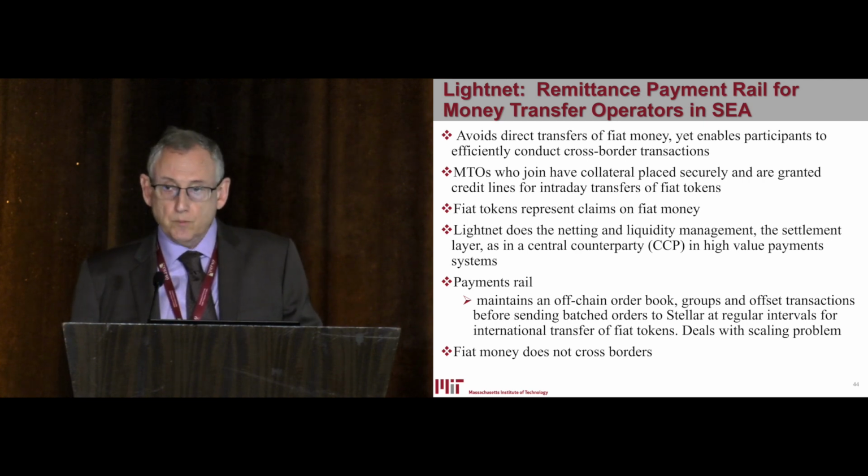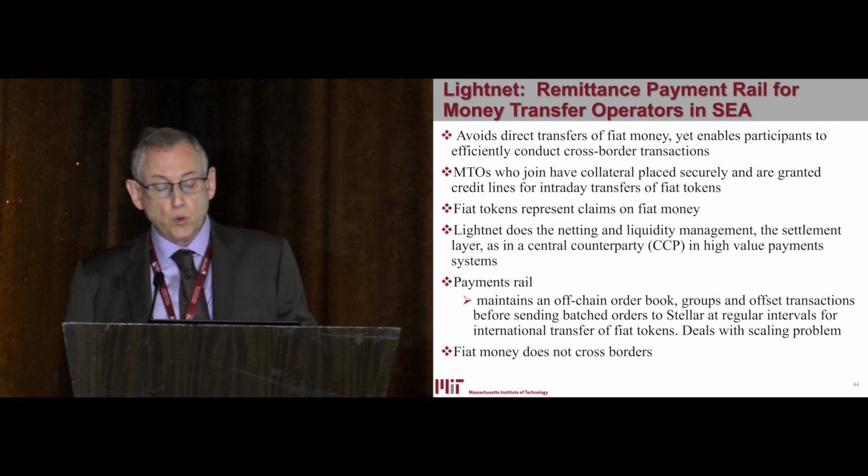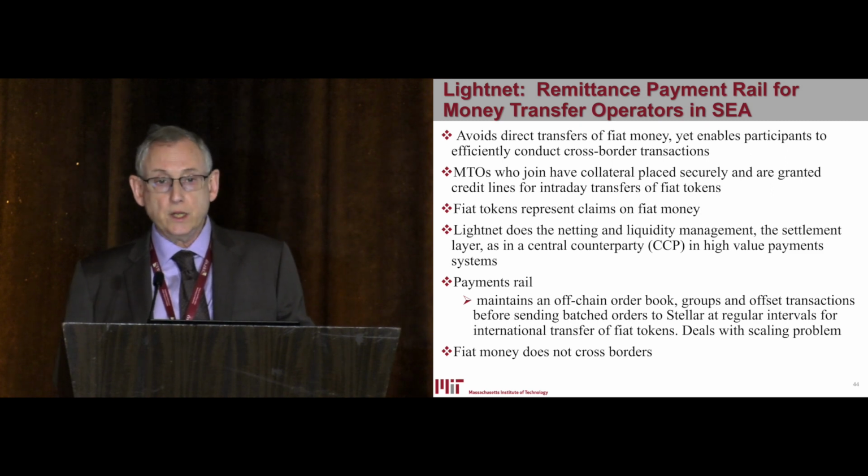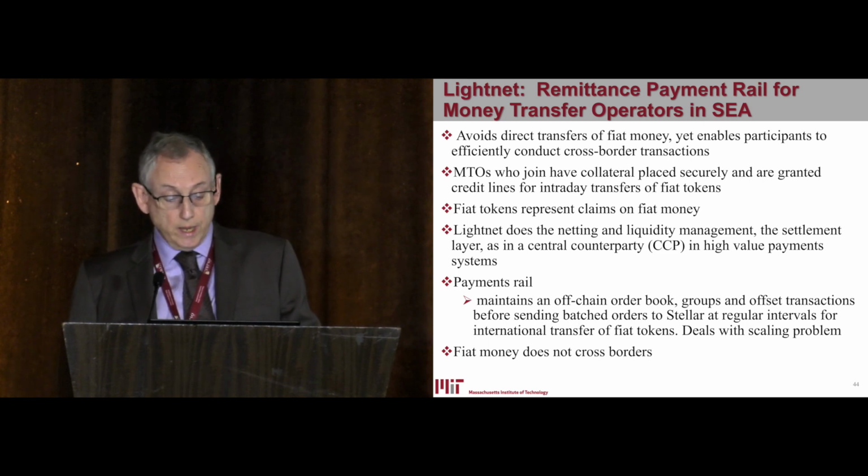It avoids direct payments of the fiat money, but participants can conduct cross-border transactions. A money transfer organization puts value as collateral in escrow, placed securely, and is granted a credit line in fiat tokens that represent the fiat money one-to-one. Those fiat tokens are then transferred across brokers, making their way into the other country.